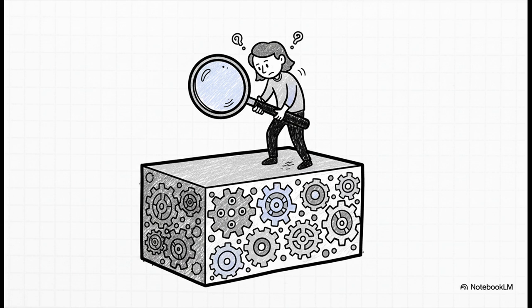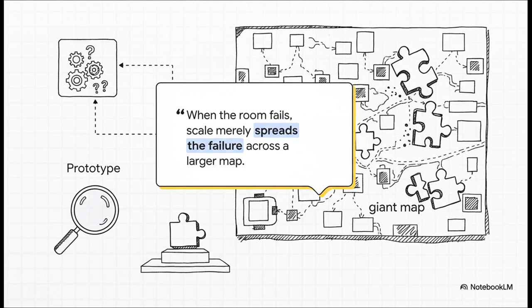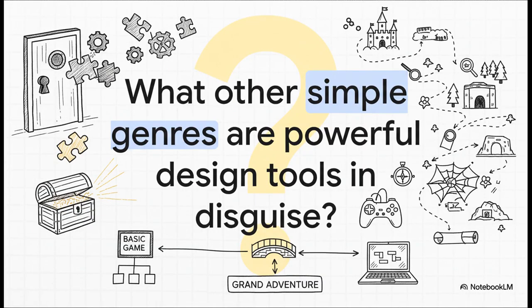In a single room, there are just no frills. There's nowhere to hide. And there's this fantastic quote from the source material that just sums it all up perfectly. When the room fails, scale merely spreads the failure across a larger map. Think about that. If you can't build one compelling, logical room, there's no way you can build a compelling world. But if you get that prototype right, then you've got a solid foundation for anything you want to build on top of it.